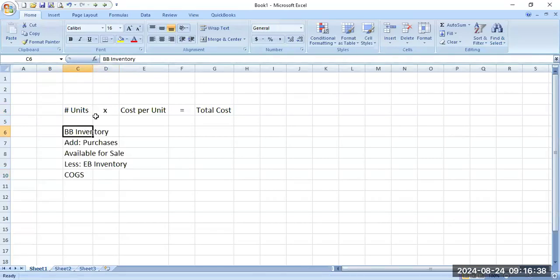So once we get the beginning inventory, once we add the purchases, we're going to have units available for sale, or inventory available for sale. Once we deduct the ending balance of the inventory, we're going to get cost of goods sold. Make sense?